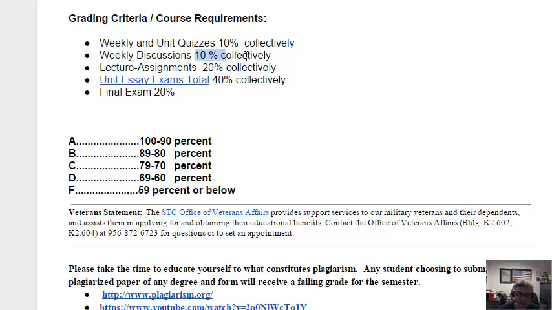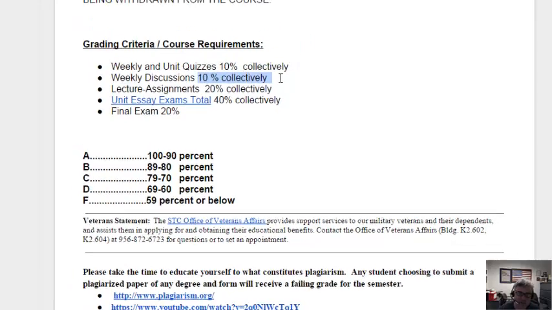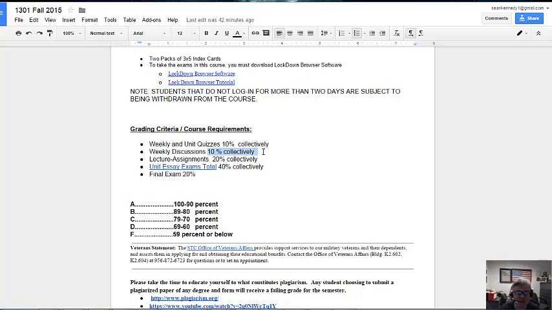Weekly discussions, same thing. There's a discussion every week. If you miss one or don't do as well on one, you're not going to be made or broken. If you're consistently missing them, something to worry about. 10% of your grade is a whole letter grade, so that's significant. But 1, 2, 3, even 4 throughout the entire semester is not going to make or break you. Lecture assignments, 20%. Unit essay exams, even this, right?